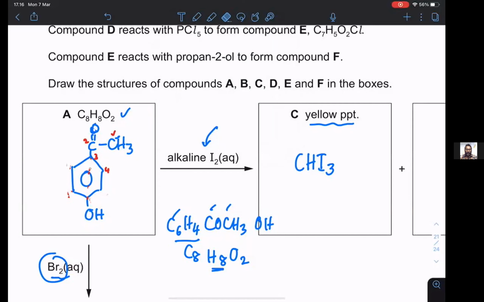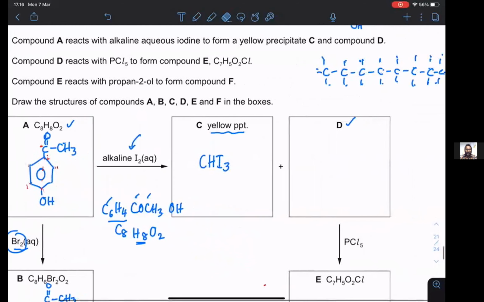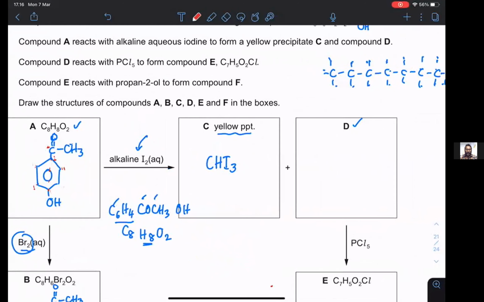So I'll erase this part. Roughly all this is correct. Now, when I have the reaction with the alkaline I2, what will happen? We know that the CH3 is going to become CI3, then after that CHI3, and this entire molecule, the D, is going to become C double bond O OH. Normally if you use excess, then it's going to be O minus and Na plus, the salt, but this one is going to change into carboxylic acid over there.